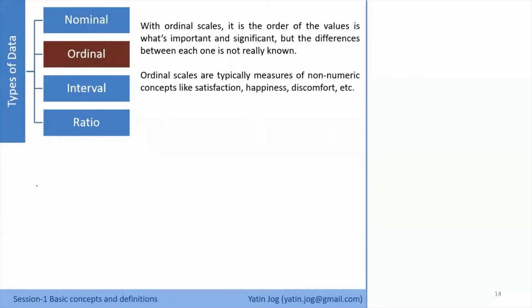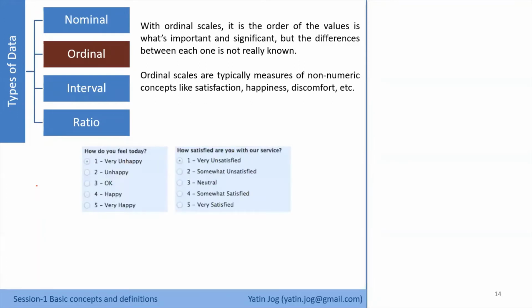Now the next data type is ordinal. With ordinal scales, it is the order of the values which is very important and significant, but the difference between each one of them is not really known. Ordinal scales are typically measures of non-numeric concepts like satisfaction level, happiness level, discomfort level, pain level, and all these things. Okay, so I'll explain this with the help of an example again.